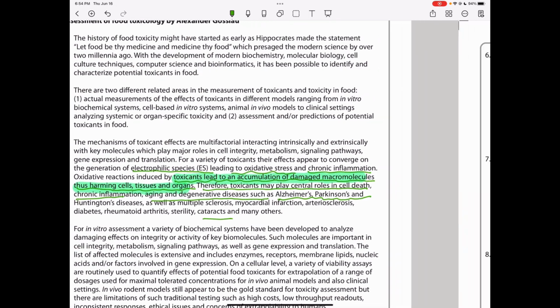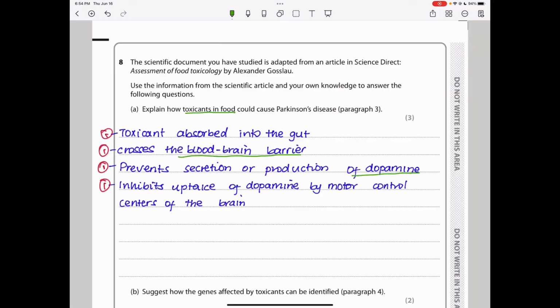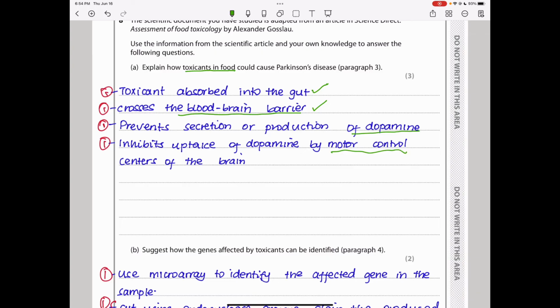So I will take you back to the answer that I wrote. Since they're asking us to explain how toxicants in food can cause Parkinson's disease, of course, these toxicants are going to be absorbed in the gut, and when they go into the bloodstream, they'll cross the blood-brain barrier, and they will go into the brain and be diffused into the neurons. So they will prevent the secretion of dopamine, and this will inhibit the uptake of dopamine by motor neurons, because there will be no dopamine at the motor control centers of the brain, and this will lead to loss of muscle control, like the people who have Parkinson's disease actually experience. This one I meant motor control, not motor neurons.